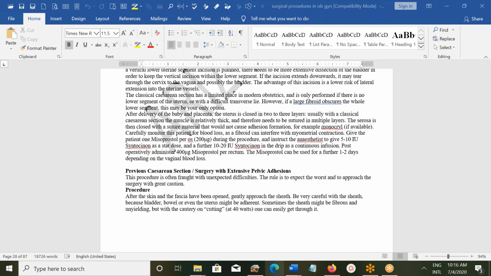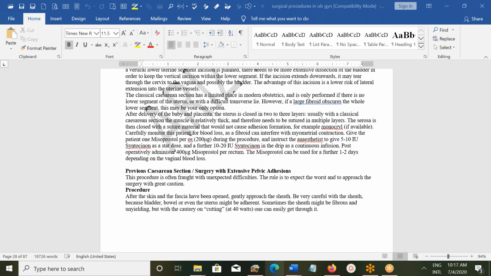Now, if the patient has had a previous cesarean section or other surgeries, like maybe there was endometriosis that we removed, maybe we did an ovarian cystectomy, some other procedure, or a myomectomy, and there are extensive adhesions, then you should know that there are going to be unexpected difficulties. The rule is to expect the worst and approach the surgery with great caution. What should be the procedure?